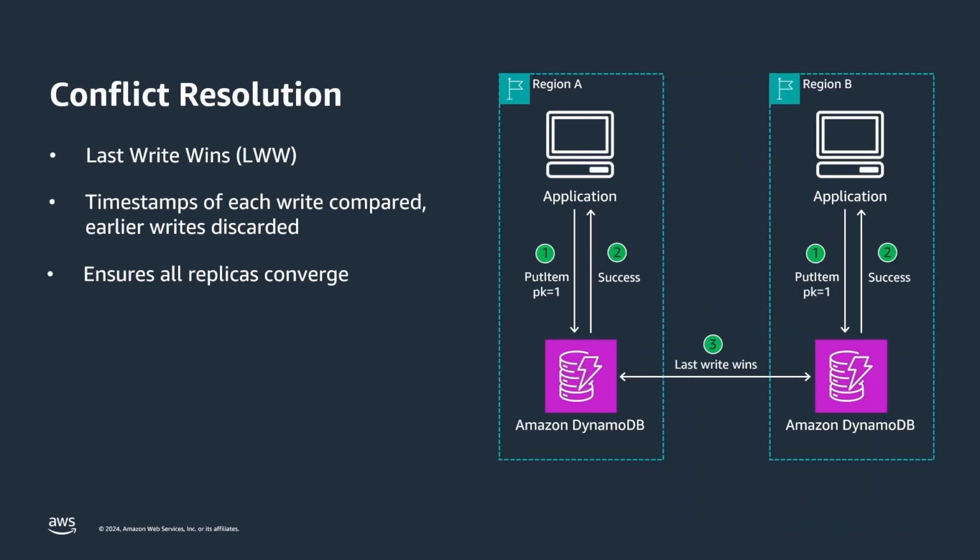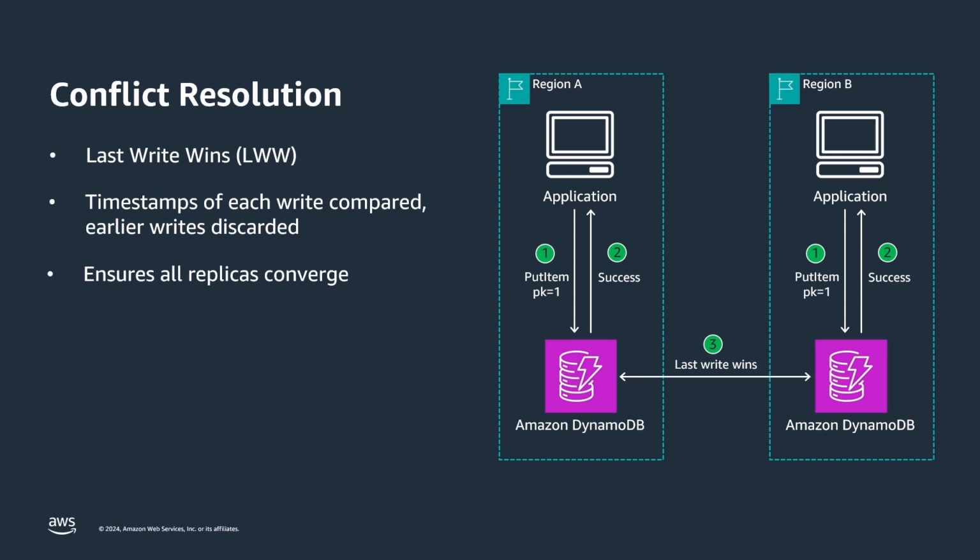So as I mentioned in one of the previous slides, Global Tables aims for the eventual convergence of all of its tables' data. Or in other words, the data becomes eventually consistent across all tables. But how does it achieve that if the data is constantly being written simultaneously across multiple regions? The short answer is that the last write wins.